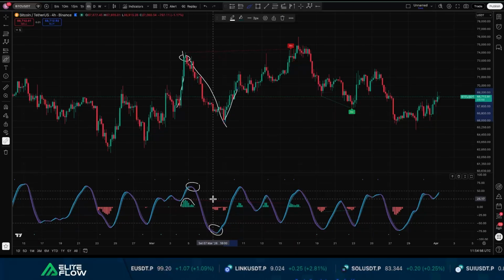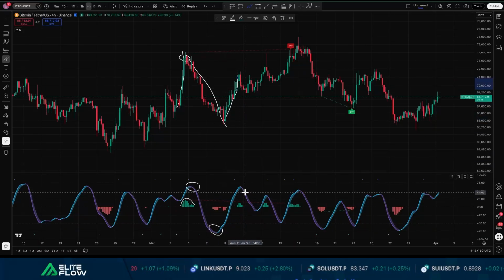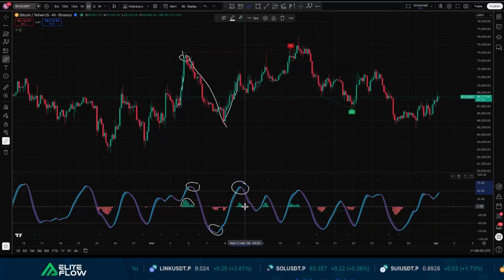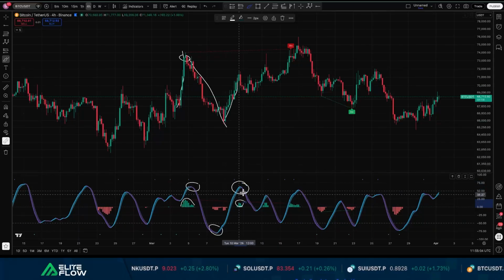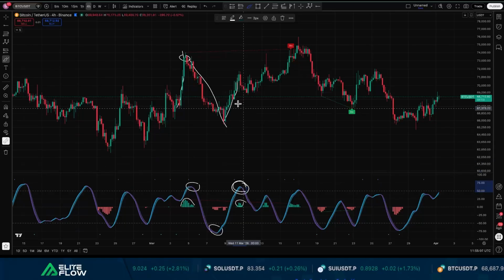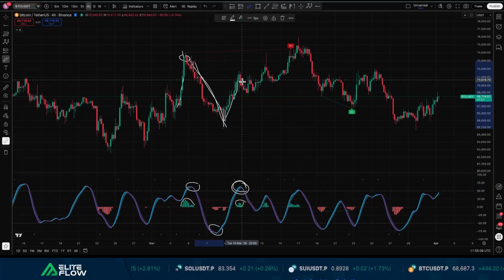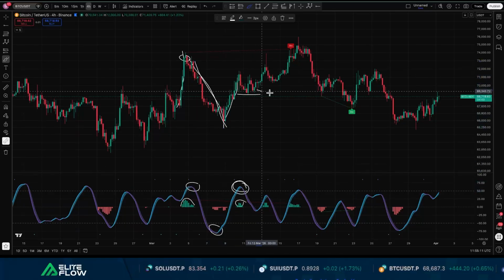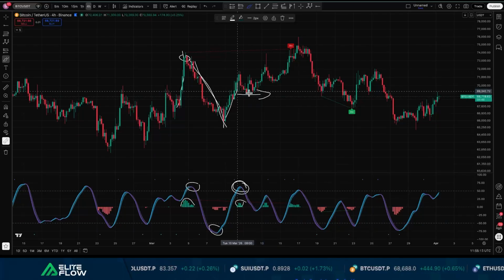Now, what happened? When you went up, you were oversold, you had green money flow, and what usually happens when you're oversold? When you're oversold, you usually go down. Did you go down? You went sideways. You didn't really go down, you stayed sideways.